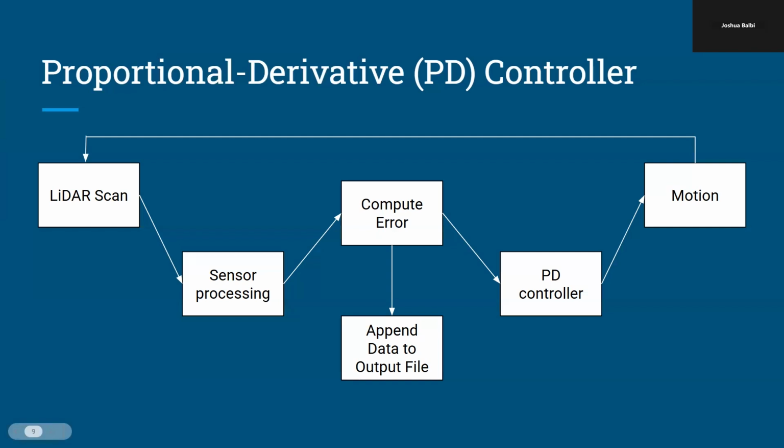After that, we combine the turn command with the forward linear velocity and publish a twist message to cmd_vel. The final block is motion. The robot physically moves, which changes the distance from the wall. That creates a natural feedback loop. After the robot moves, LiDAR sees a new environment and the cycle repeats around 10 to 20 times per second. This closed loop process allows the robot to continuously correct itself and follow the wall smoothly.